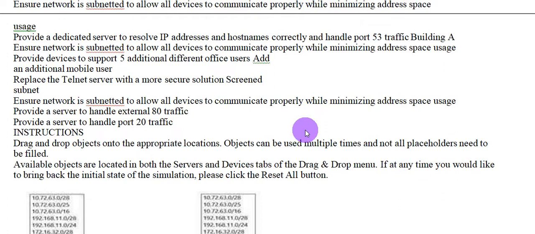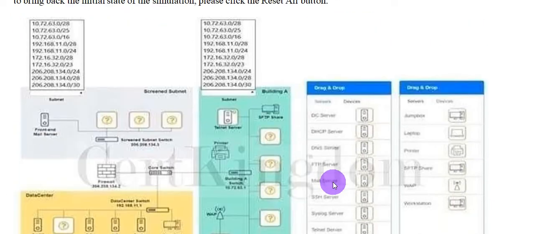Instruction: drag and drop objects onto appropriate locations. Objects can be used multiple times and not all placeholders need to be filled. Available objects are located in both the servers and the devices tabs from the drag and drop menu. If at any time you would like to bring back the initial state of the simulation, please click the reset all button. Please have a look.